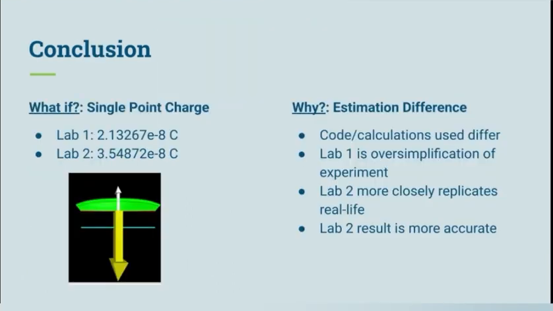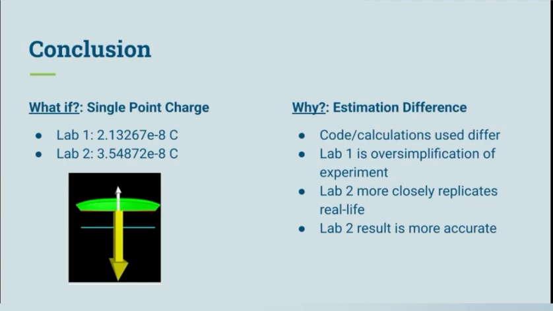Using the magnitude of a tape's charge from Lab 1, which treats the tape as a single point charge, results in the model below. As stated in the previous slide, using the Q value from Lab 1 results in unequal electric and gravitational force arrows, while using the new Q value from this lab results in equal force arrows.